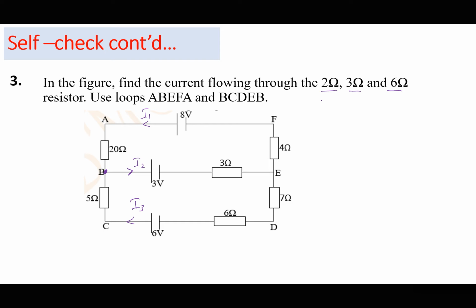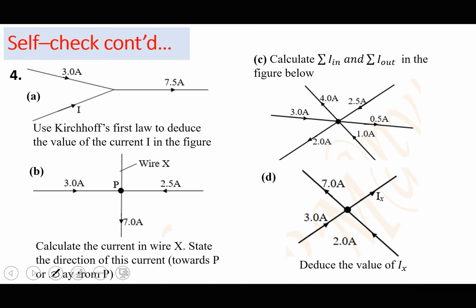Of course, you must use Kirchhoff's first law at the junction, and then you use Kirchhoff's second law using the loops. You should be able to come up with the currents. I will not solve that because I've done an example. Use Kirchhoff's first law to deduce the values of the current I in the figure. I'll just press my calculator and give you the answer so that you'll be able to use the law to find if the answer is correct.